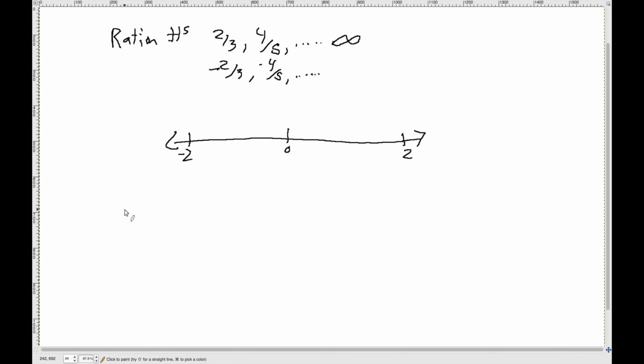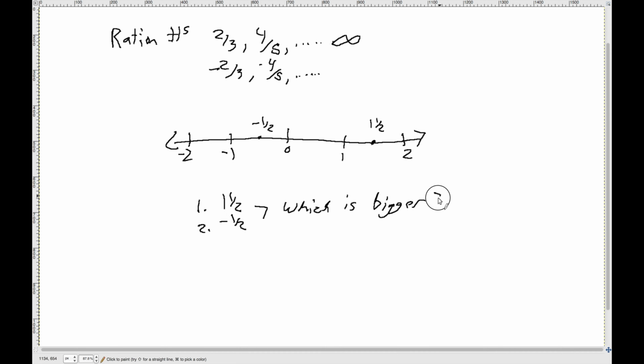Where on the number line would we indicate 1 and 1/2? Well, it would be in between 1 and 2. Here we draw the 1 and 1/2. Now, where would be negative 1/2? Negative 1/2 would be between negative 1 and 0. Which one would be bigger? Well, it would be the positive value. So that would be 1 and 1/2 would be bigger.